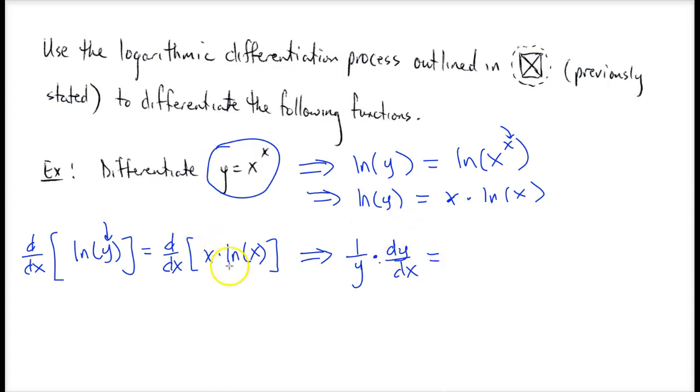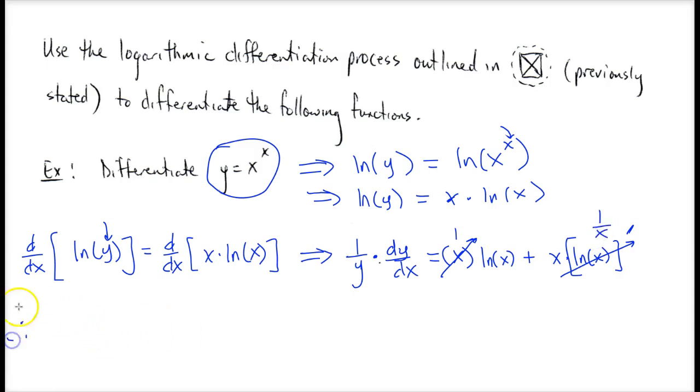On the right side of this equation, we have x times natural log of x, which are two functions being multiplied, so we'll use the product rule. The product rule says that we take the derivative of the first times the second, plus the first times the derivative of the second. Of course, the derivative of x is just going to be 1, and the derivative of natural log of x is just going to be 1 over x.